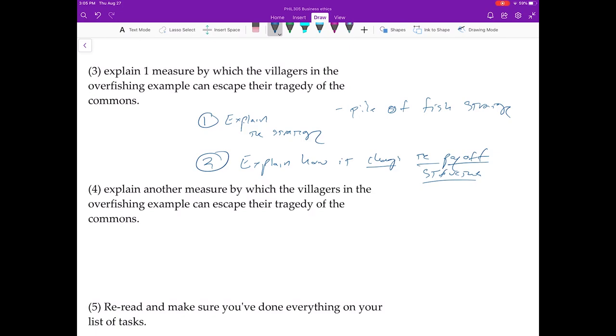So what I want you to do is explain the measure, the strategy you're talking about, and then explain how it works, right? So you've got the pile of fish strategy. Instead of individually selling our fish on the market, we all put our fish into a big, gross-sounding pile, and then that pile gets sold off. Now there's no longer an individual benefit to catching the extra fish, right?